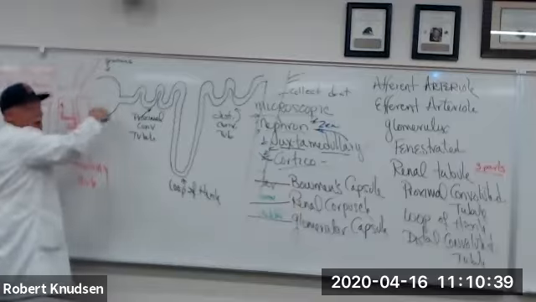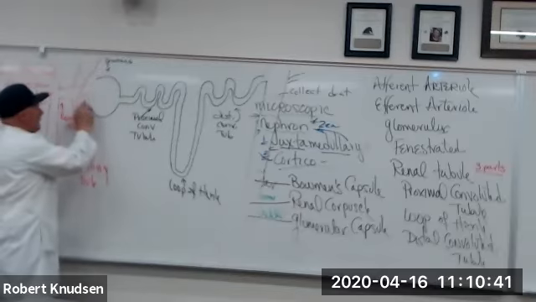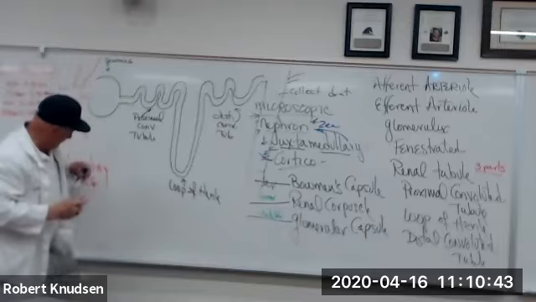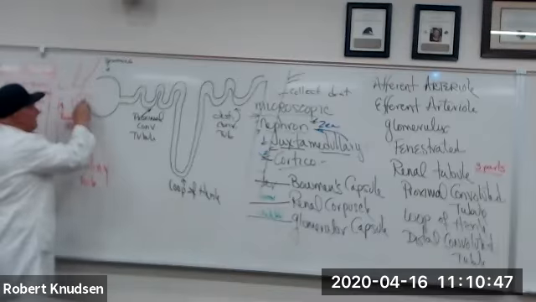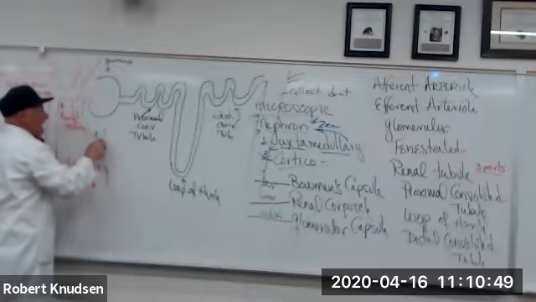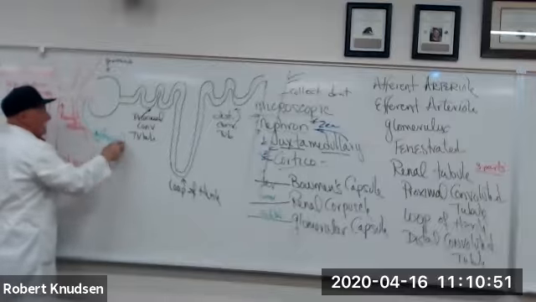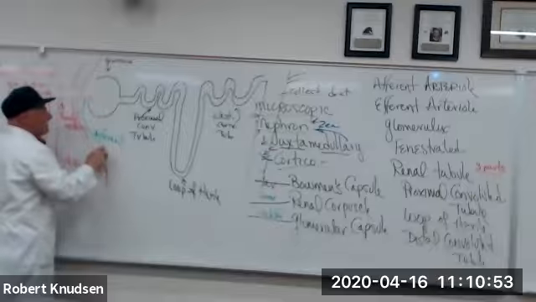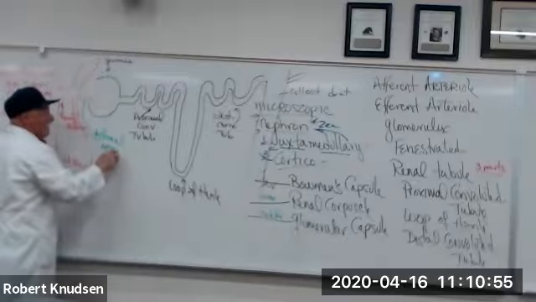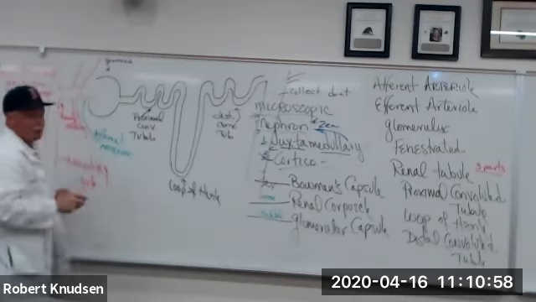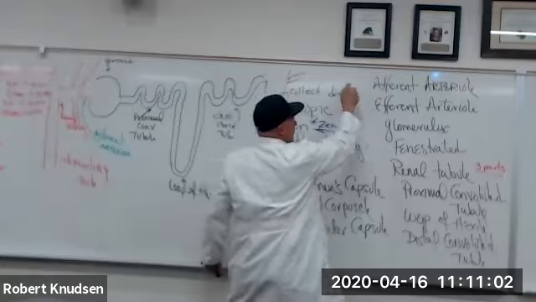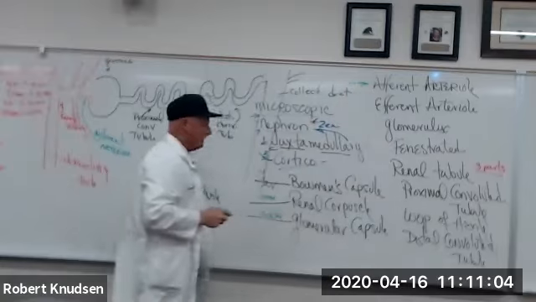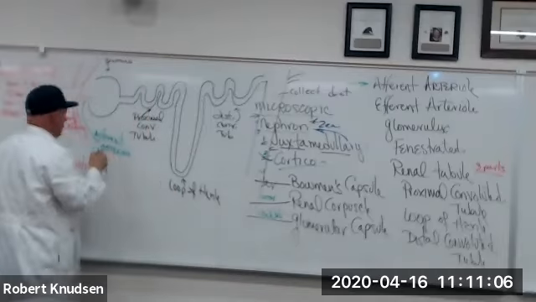Okay, the one that comes into Bowman's capsule, I'll put it in another color. I'll put it in green for you. The one that comes into Bowman's capsule is called afferent, A-F-F-E-R-E-N-T, afferent arteriole. Not a capillary, arteriole. Three tunics. Here's where I'm at. Afferent arteriole leads into it.